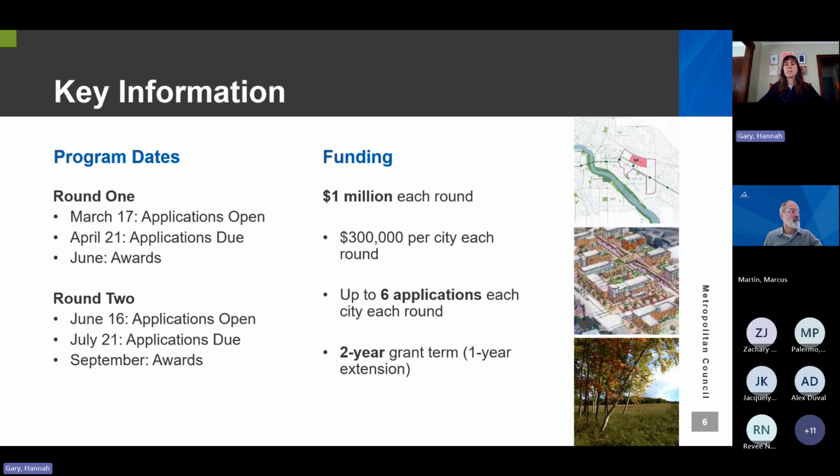So for example, a city could submit 6 applications, each for $100,000. But only 3 of those applicants could be awarded the full funding if they score competitively.